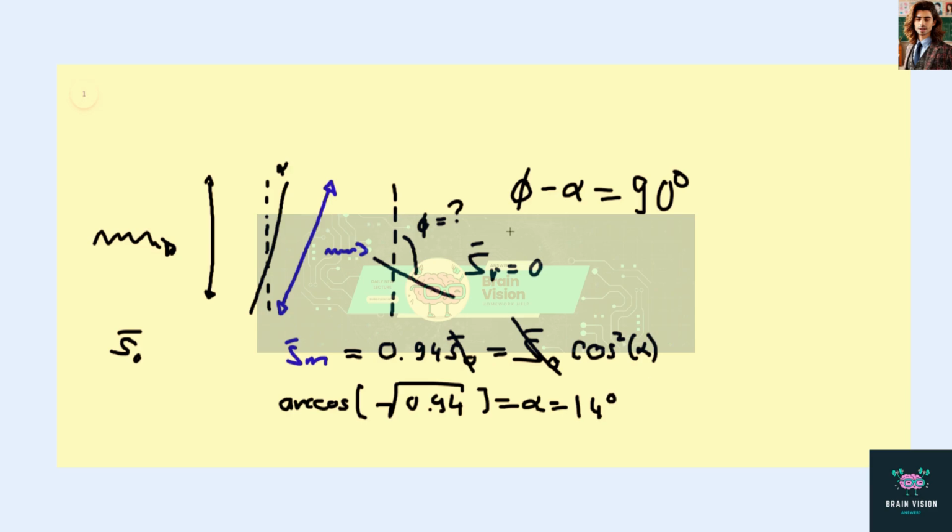And now to find the angle that the polarization axis of the second Polaroid makes with the vertical, we use this relation over here. And so we just add alpha to 90 degrees. So we have 90 degrees plus alpha. And so phi turns out to be 104 degrees.